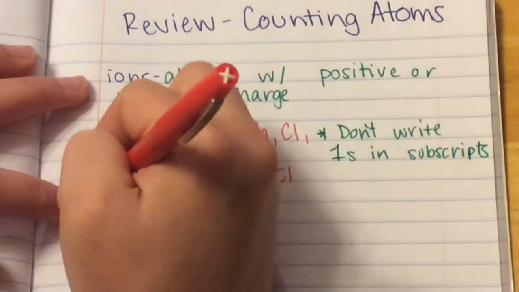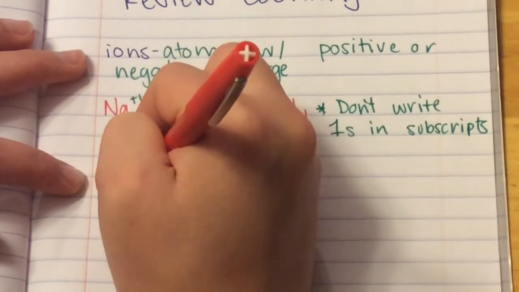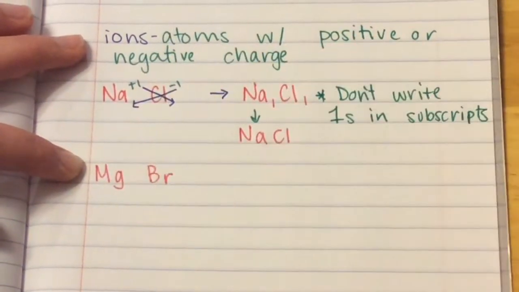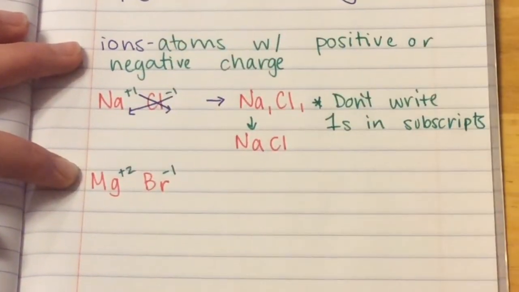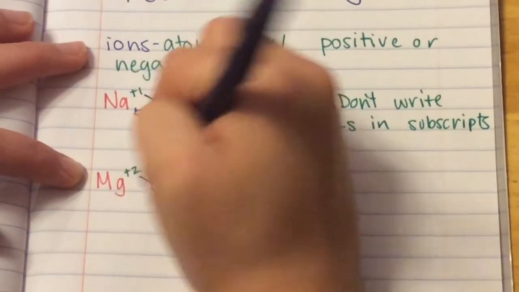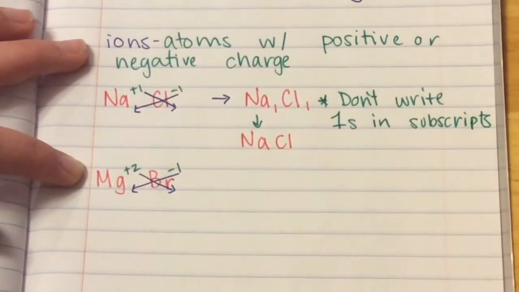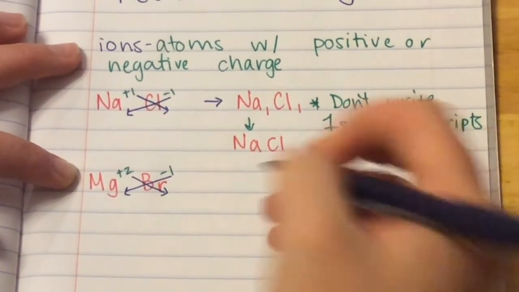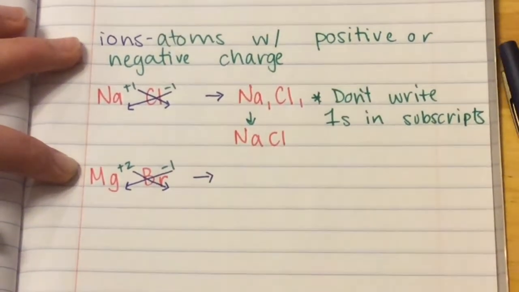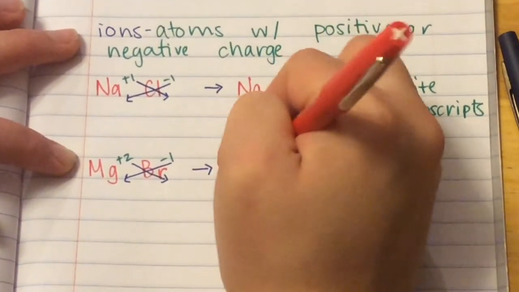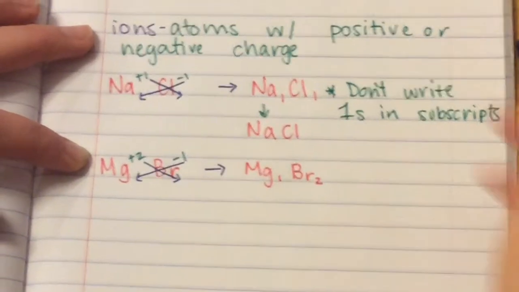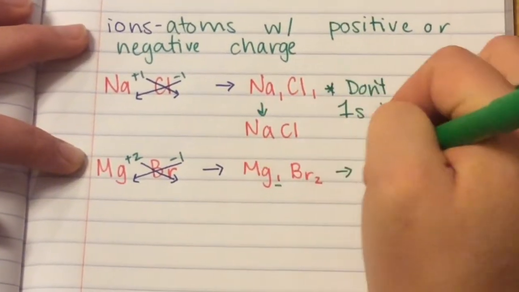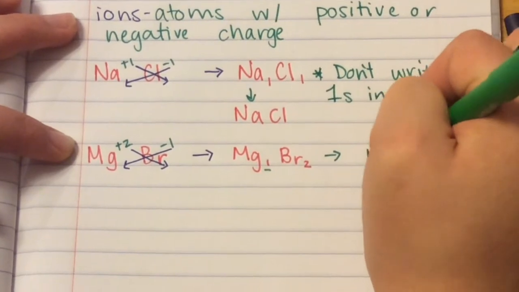Okay, let's do another example. Now we're going to do magnesium and bromine. Magnesium is in our second column on the periodic table, which means it has a +2 charge. Bromine's in the same one as chlorine, so it has a -1. I crisscross my charges and I bring down just the number, so I end up with Mg1, Br2. Now again, I don't write my 1s, so I get rid of that and I just have MgBr2.